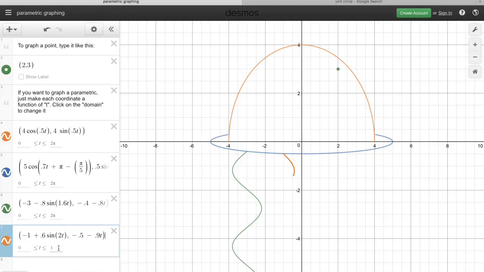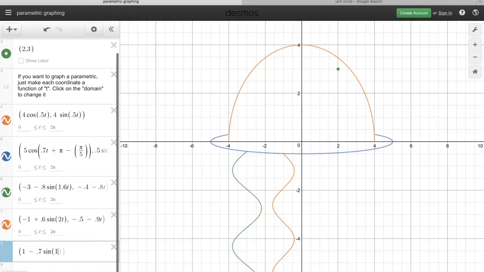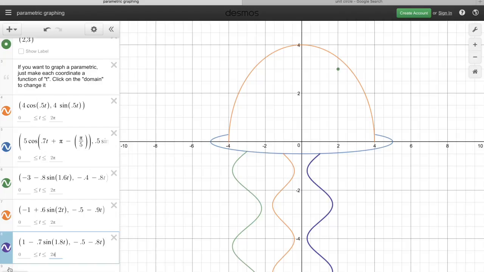But the ones I use here are, for the next one, x is equal to -1 minus 0.8 sine of 1.6t, and y is equal to -0.5 minus 0.9t. The next stinger I used 1 plus 0.7 sine of 2t, and y is equal to -0.5 minus 0.8 times t. And for the last stinger I used 3 plus 0.7 times sine of 1.5t, and y is equal to -0.4 minus 0.7t. And at the end of all that, you've got yourself a jellyfish.